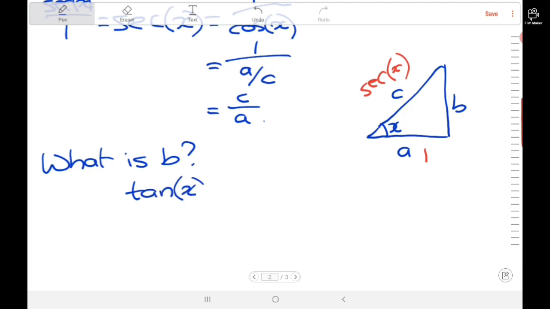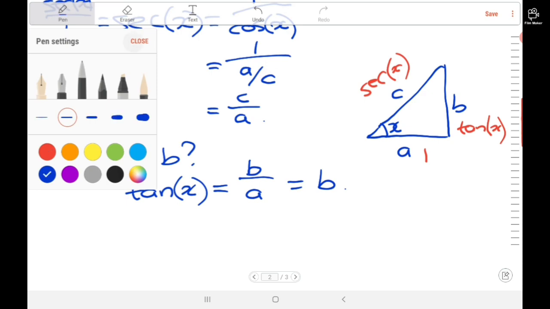So we can take tan of x. We know this is equal to the length of the opposite side, which is b, over the adjacent side, which is a, which is the same as b over 1. So that means that b is tan of x. So we can fill that in on our triangle. And now we know what all 3 sides look like.